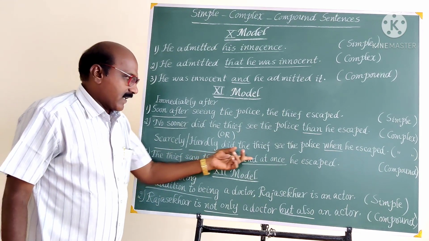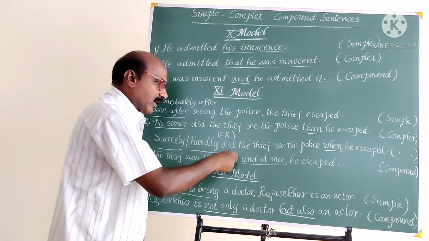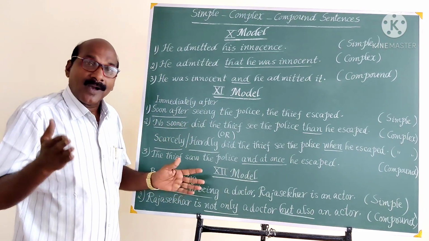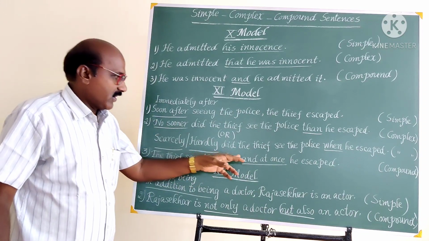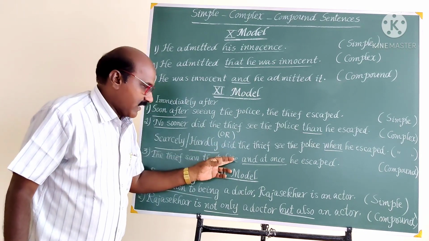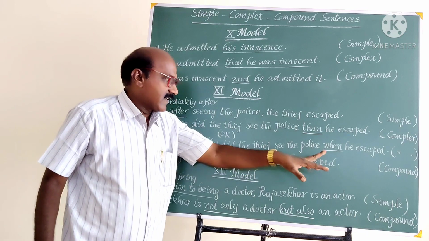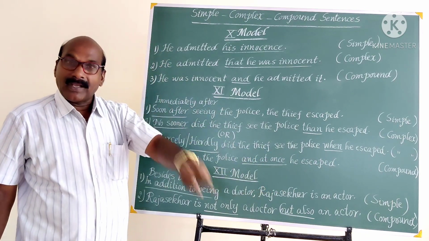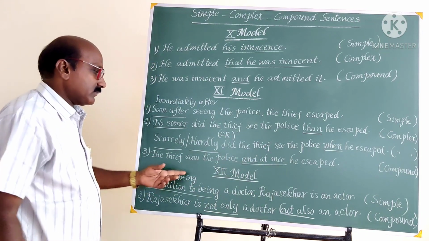The thief saw the police and at once he escaped. So in this model, to form the compound, we have to use and at once. In most cases, to form a compound sentence, we use the conjunction and. Here, and at once. The thief saw the police, it gives complete meaning. And at once, he escaped. It gives another complete meaning. A combination of two main clauses, that is a compound sentence.